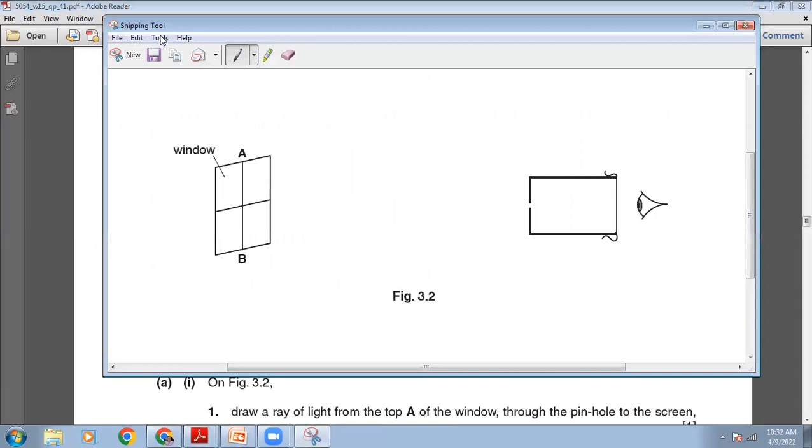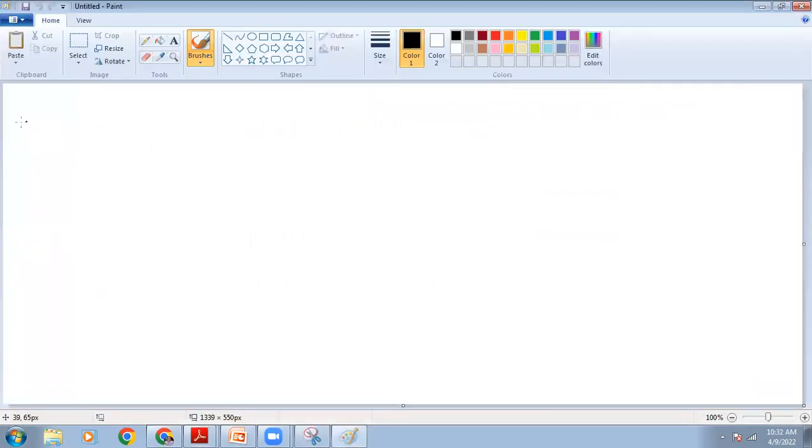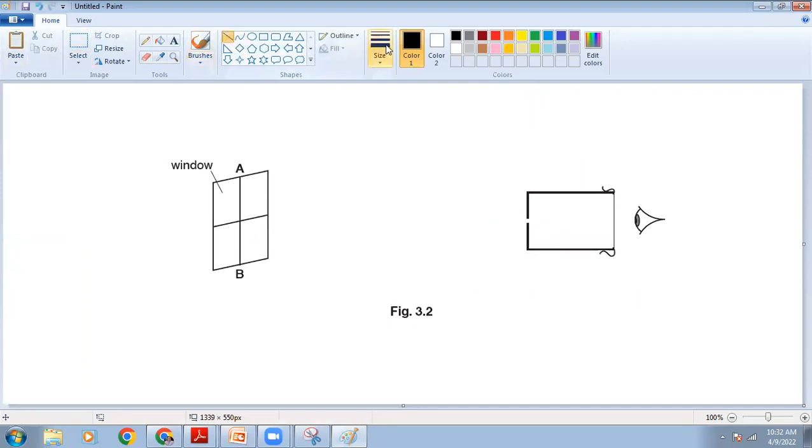Okay, so just copy it. Let's bring it into Paint. I just want to show you what we have done. I will take a straight line. We will start from A, and the other line will start from B.